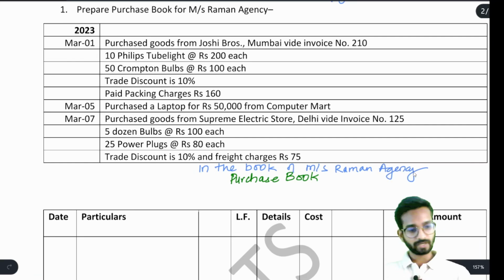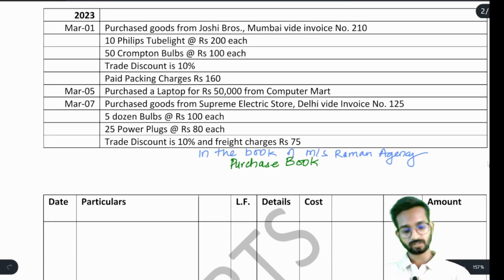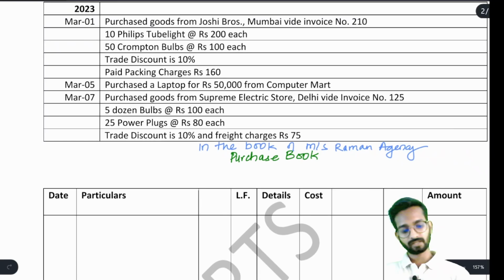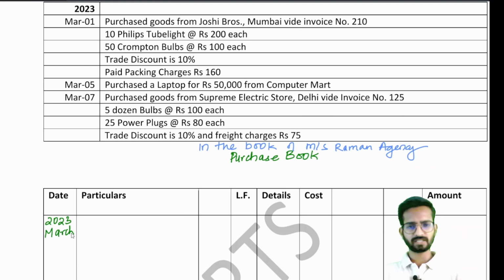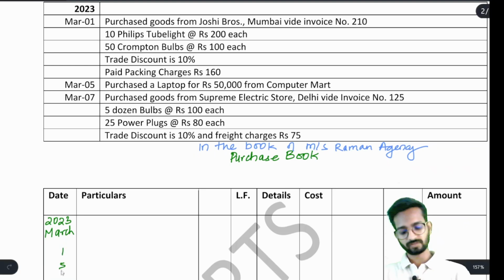Now, you will not write debit or credit here, okay? It is a purchase book, it is not the purchase account. Now understand, what is the date? 2023, March month, you can write here 2023, month of March. You can also write 1st March, 5th March, 7th March as and when you are writing the journal entry, or you can write 2023 March and then just the date. Both are considered correct.